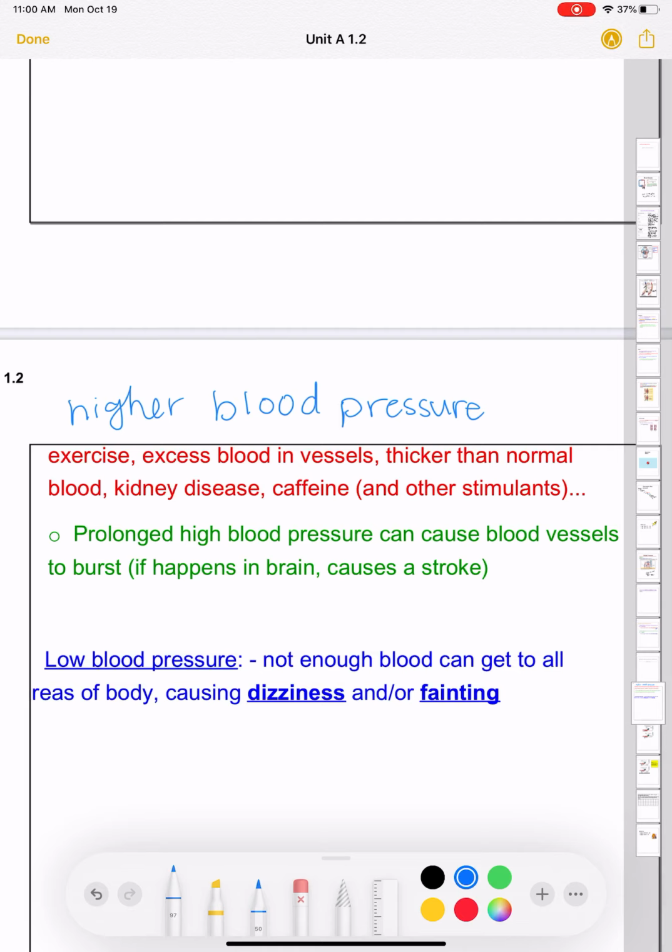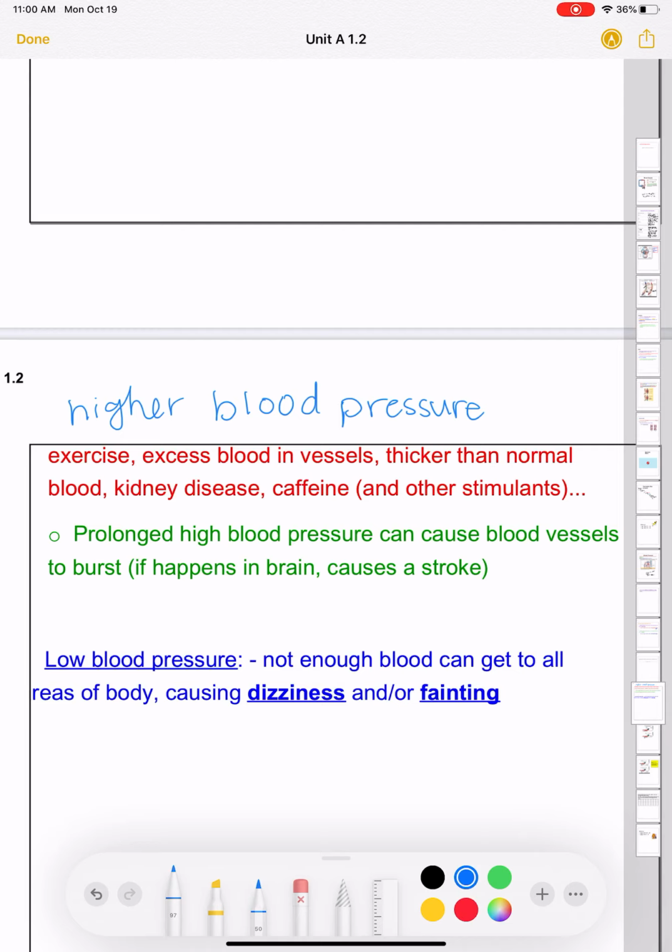Then if you have thicker blood, obviously that gives you more blood pressure. Kidney disease is an effect of high blood pressure, just because the high blood pressure can affect your kidneys, sort of hurt the blood vessels in that area, feeding your kidneys. And then your caffeine and stimulants, yeah, those are going to make your heart beat faster, which can make your blood pressure go up.